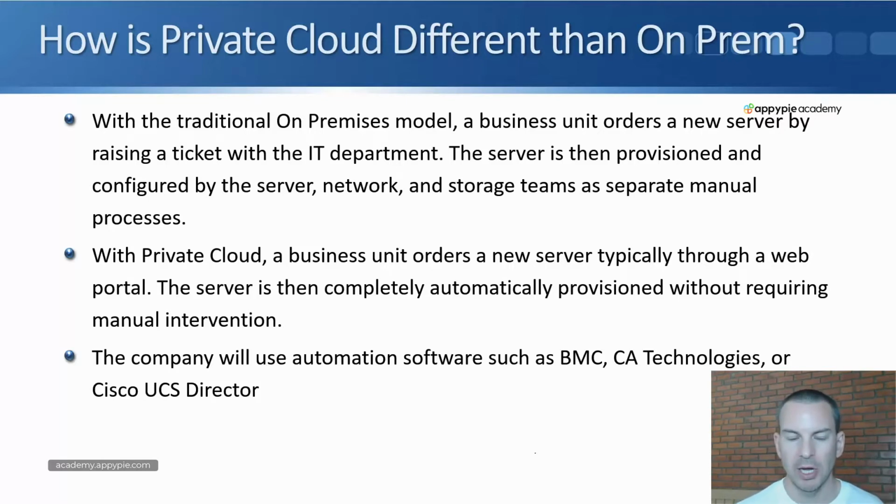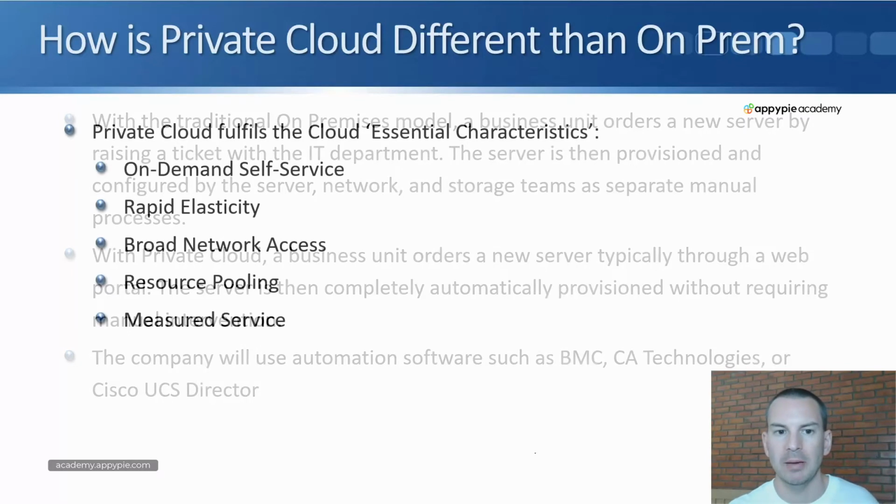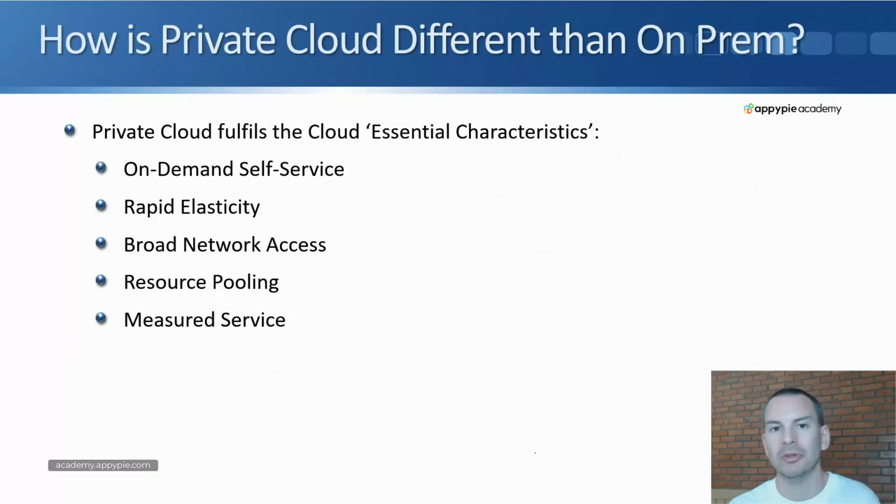With private cloud, however, a business unit orders a new server typically through a web portal. The server is then automatically provisioned without requiring any manual intervention. So if you remember the lesson we covered earlier about on-demand self-service, and I showed you how we could provision a virtual server in AWS, we went to the web portal, I configured all the settings that I wanted for my virtual machine, and then in the background, automation software deployed everything automatically, and the virtual machine was up and running in 15 minutes.